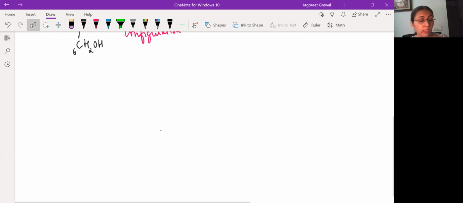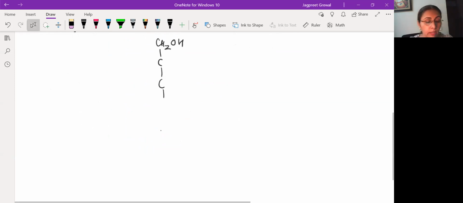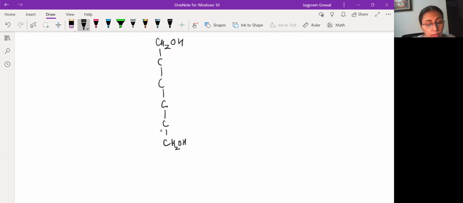So if I draw the structure again over here, this is CH2OH, and then I'll show the cyclization. 5, 6, CH2OH over here. This is your fifth carbon. Third carbon. And you have a ketonic group over here.